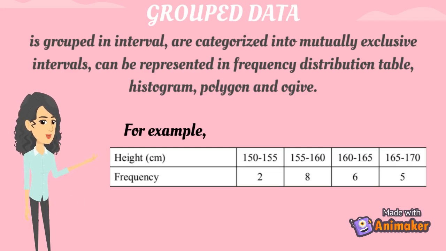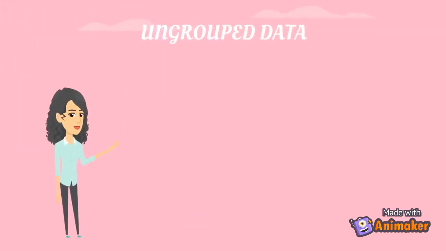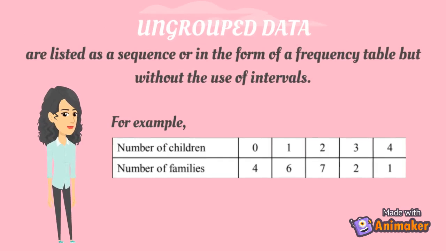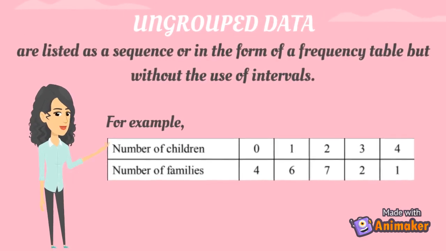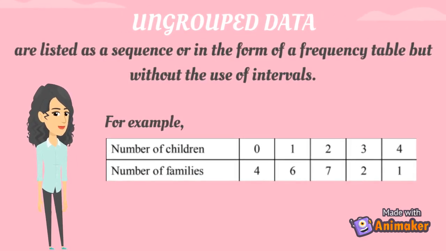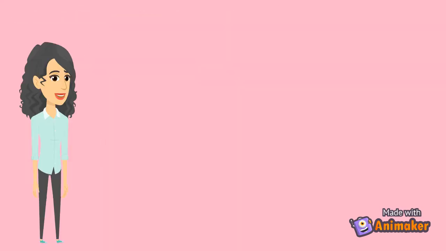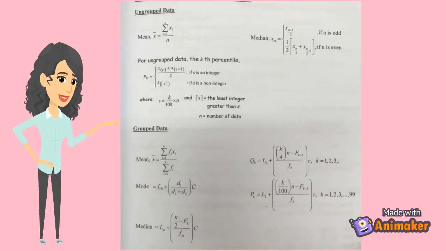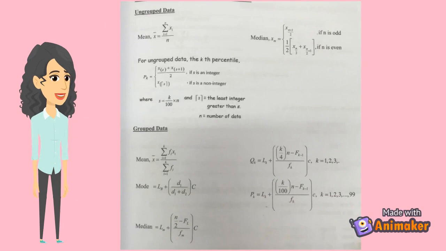For example, ungrouped data are listed as a sequence or in the form of a frequency table, but without the use of intervals. For example, this is the formula for grouped and ungrouped data.